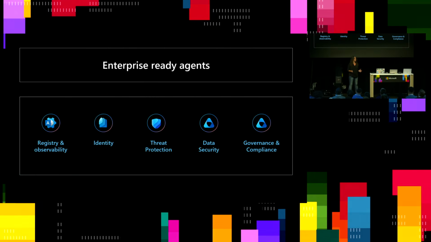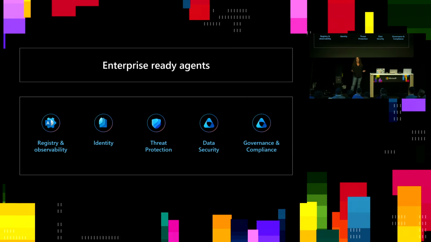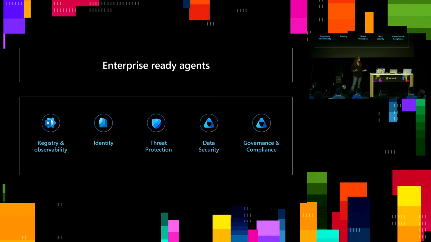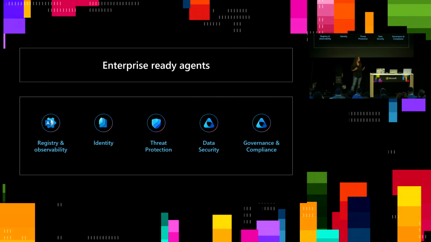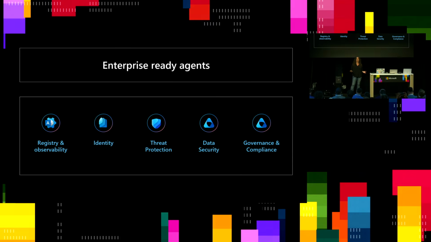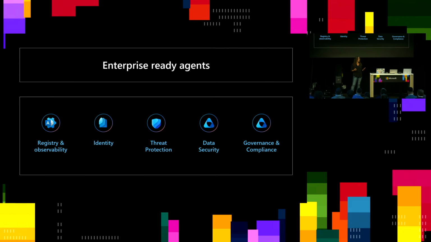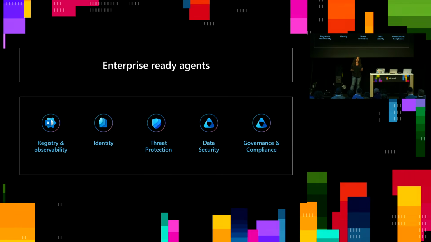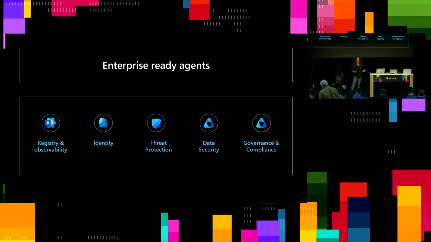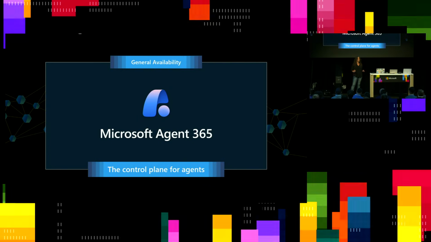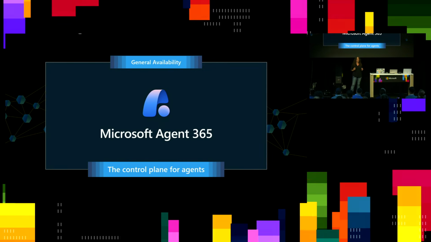We want our agents, first of all, to be observable. So to be registered in an inventory and registry and to be observable. We want it to have an identity. We want to be able to identify that this action was made by this agent. We want to have threat protection. There are a lot of new generative AI risks coming in, like prompt injection, intent breaking, tools misuse. We want to have data security, not to overleak data or overshare data. And we want to be in governance and in compliance. And for all that, that's where Agent 365 comes in. It's the control plane for any agent that you're building, any agent in the organization.